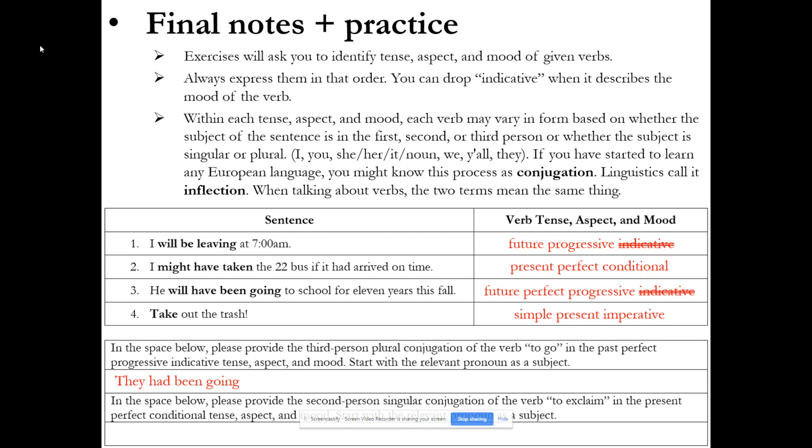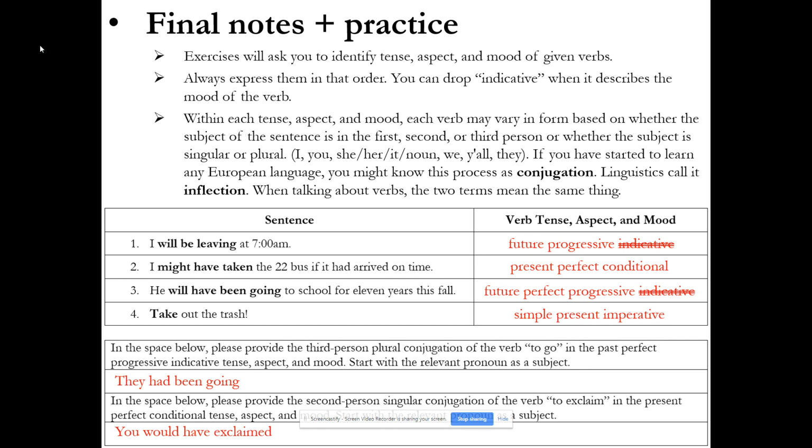So next one here, right? Second person singular, you, to exclaim. And then use the pronoun in the present perfect conditional tense. Let's see here. To exclaim, present... you have... you would have exclaimed. Right, that's the right answer.